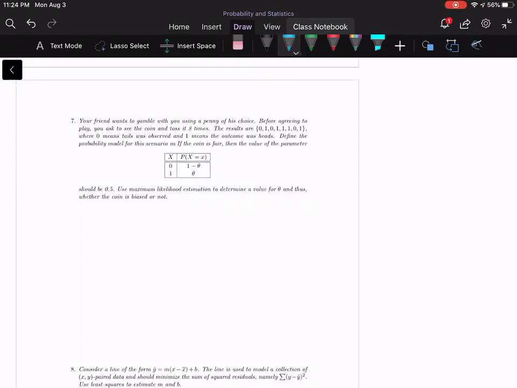Define the probability model for this scenario as what's in the table. So X can be 0 with probability 1 minus theta, and X can be 1 with probability theta. If the coin is fair, then the value of the parameter should be 0.5. So if it's a fair coin, theta should be 0.5, which means that it's a 50-50 chance for heads or tails. Use maximum likelihood estimation to determine a value for theta and thus whether the coin is biased or not.